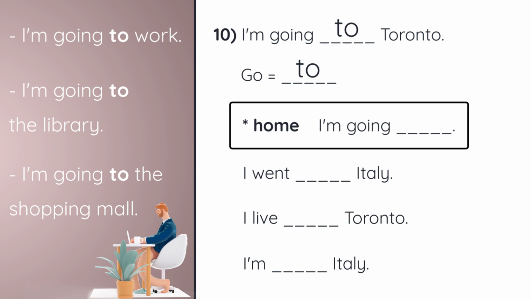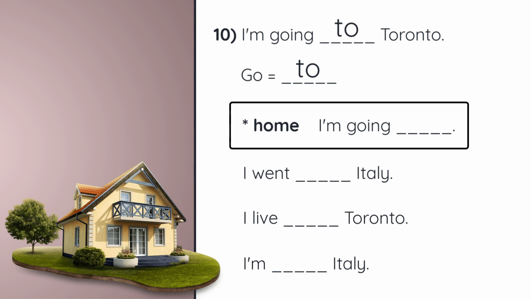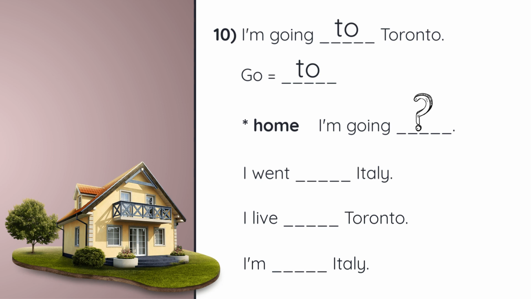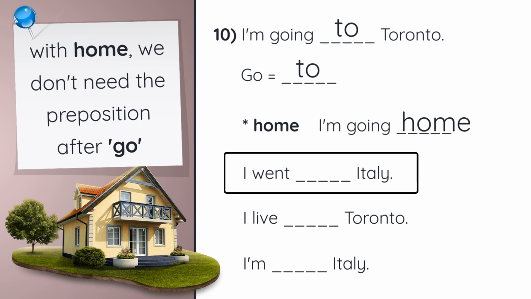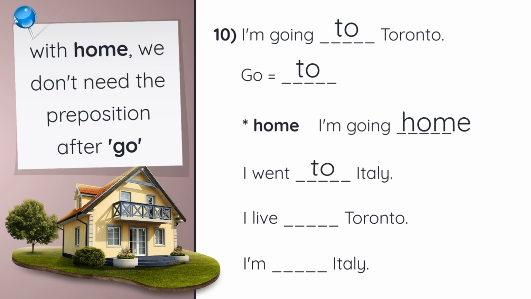Now, there's another exception, and that's with the word home. I'm going. Do we say I'm going to home? No. With home, we don't need a preposition after go. We can just say I'm going home. So with all these other things I've mentioned, like city, country, I'm going to France, we need the word to after go. Or if we have the past tense, for example, I went to Italy, we need this word to. But with home, it's different.